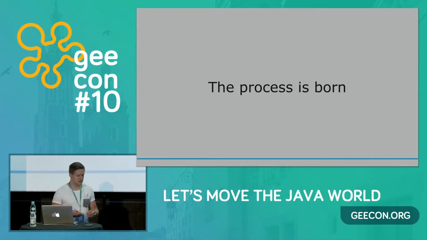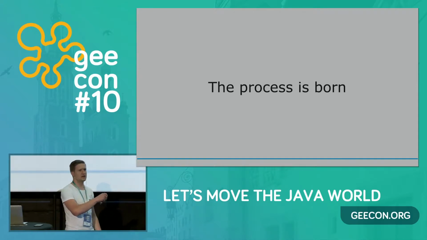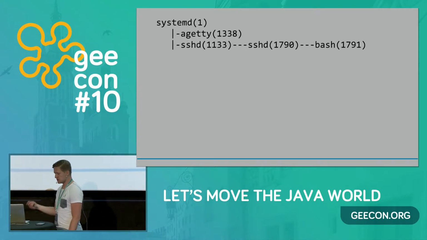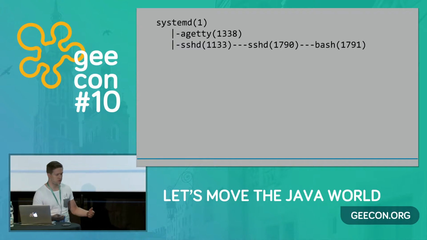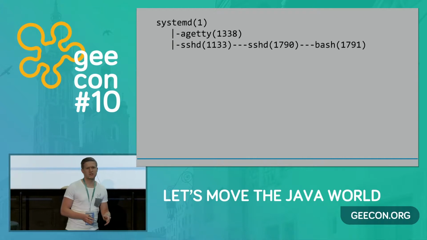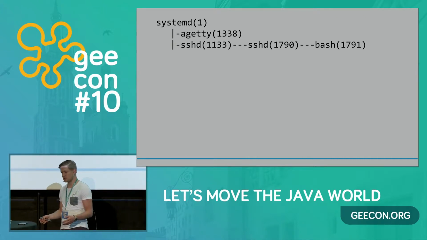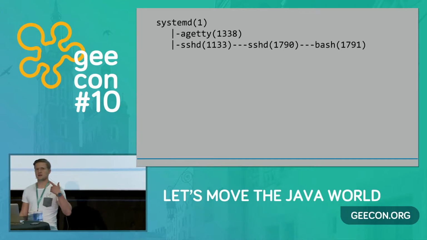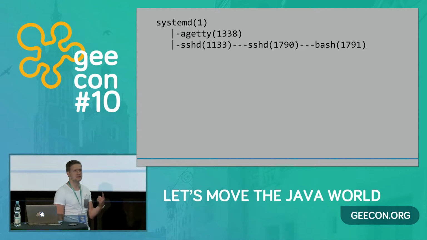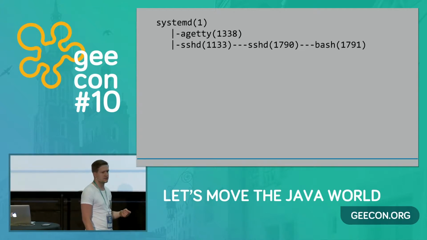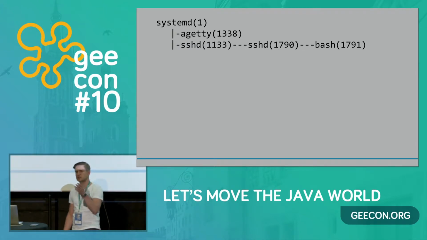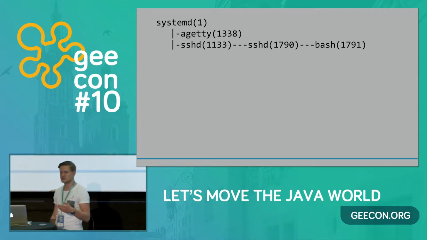But let's get back to the very beginning, the Big Bang, the process is born. What is a process? In Linux, because the whole talk is going to revolve around Linux systems, we have this concept of a process tree. Whenever you start a Linux system, you get this first process, which has PID number 1. It's init, and in newer Ubuntu systems, it's systemd. It's responsible for creating all the other processes. So we get a tree structure where each process has its own parent.